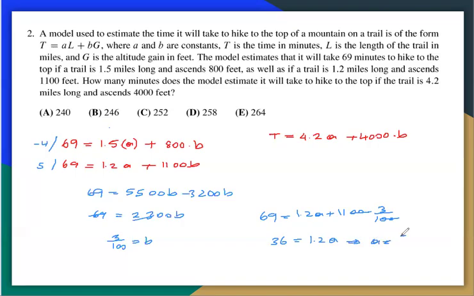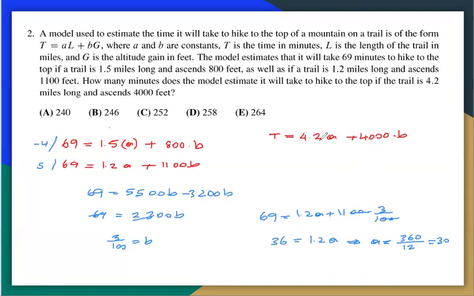We can divide both sides by 1.2. So A will be 36 over 1.2. But I can multiply the top and bottom by 10 to make it nicer. So that should be just 30. So A is 30. So now we can plug into this.